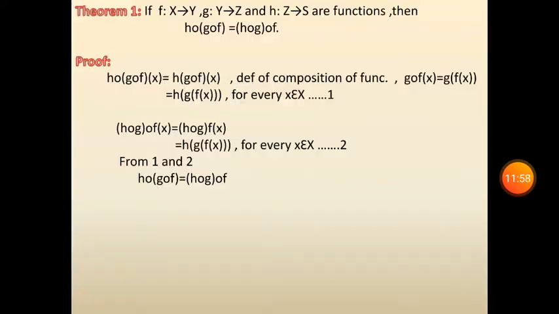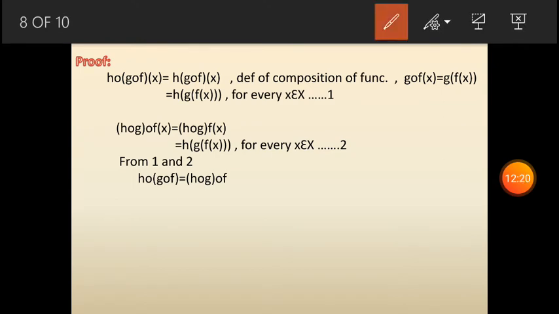Now, one of the theorems is based on composition of functions. What is that theorem? If f is a function from X to Y, g is a function from Y to Z, and h is a function from Z to S, then show that h composition (g o f) equals (h o g) composition f. How to prove it? It's very easy to prove.